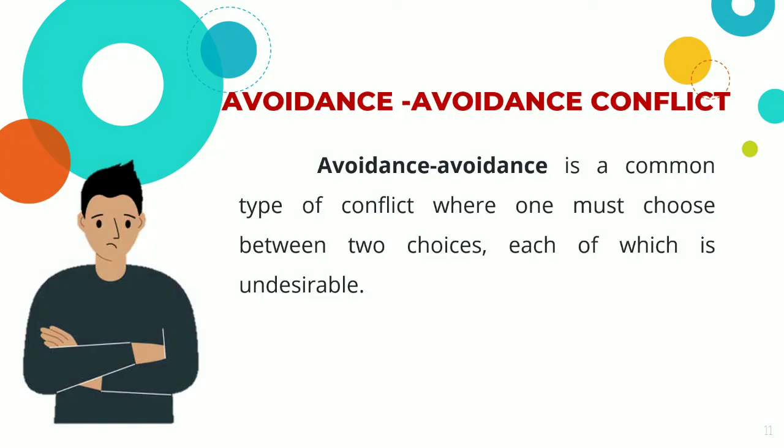The third type of conflict is avoidance-avoidance conflict. Avoidance-avoidance is a common type of conflict where one must choose between two choices, each of which is undesirable. So I will be reading a situation as an example to better understand this type of conflict.